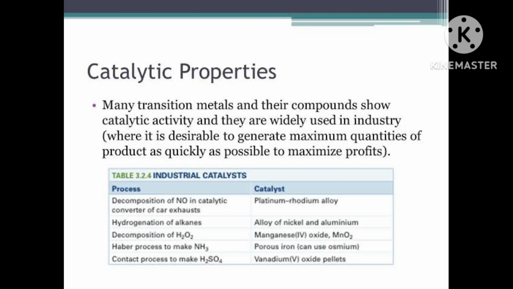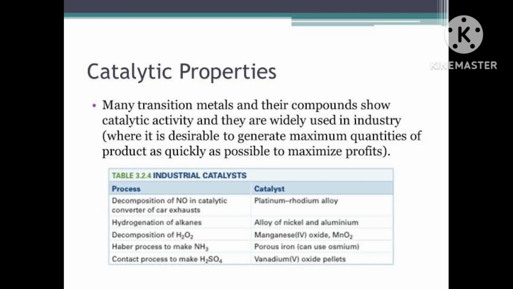These processes go on at the surface of the catalyst when reactants come to the surface. And also, when the catalyst makes bonds with reactants, the activation energy is lowered. Activation energy decreases. That's why the reaction takes place quickly. Also, because the transition metal ions can change their oxidation state, they become more effective as catalysts.